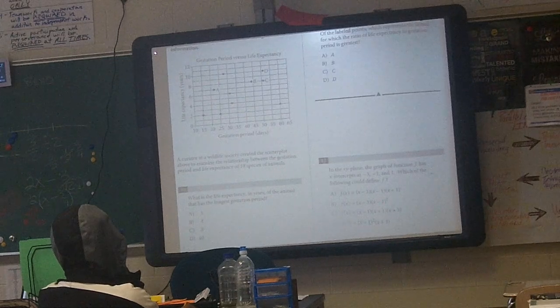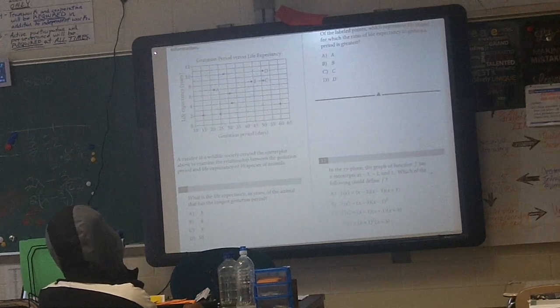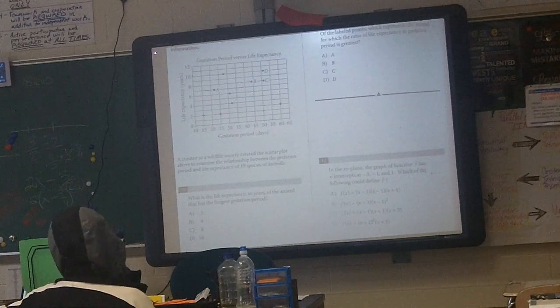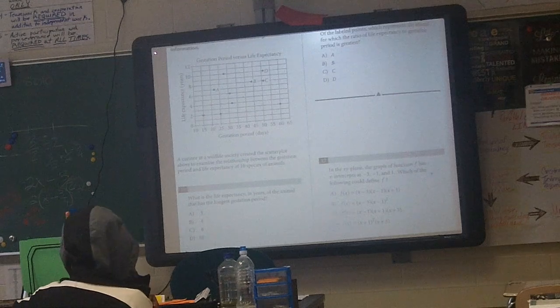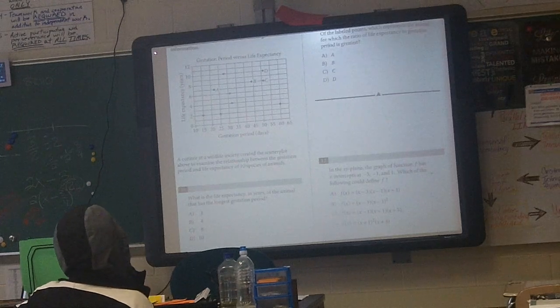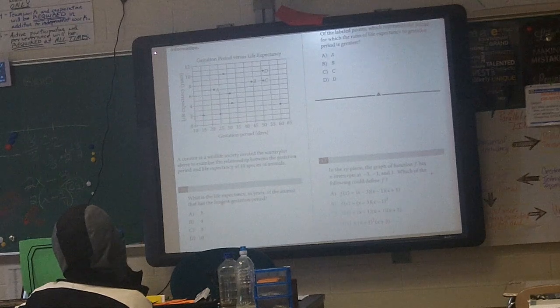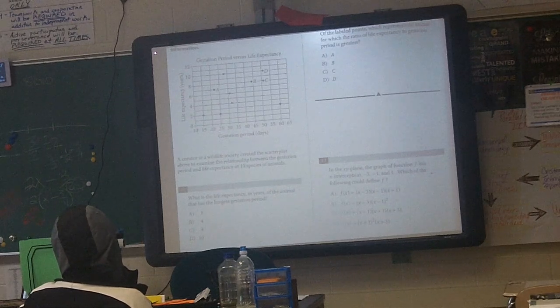My next question is: is there a relationship between gestation period and life expectancy? There is a weak positive. Perhaps a very weak positive. And what about the one at the end? That doesn't really go with the weak positive. That one is an outlier. Okay, we can call it an outlier.